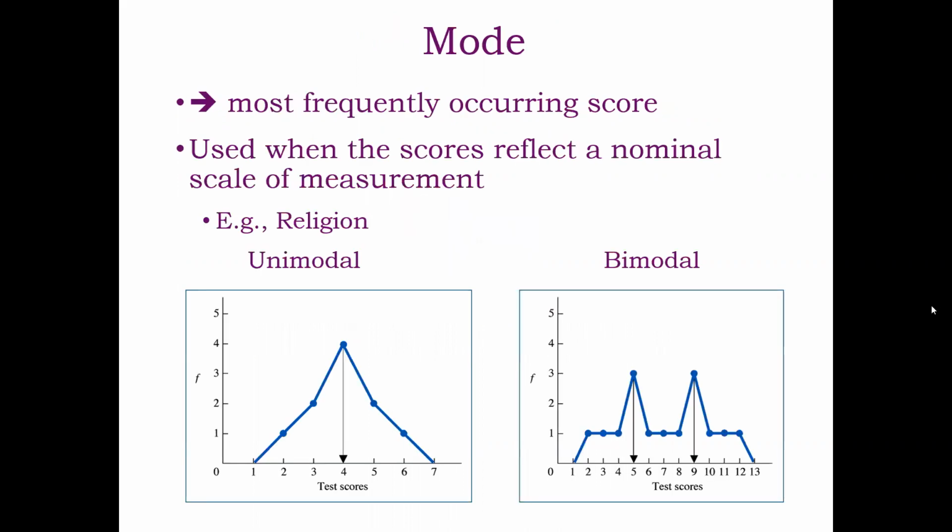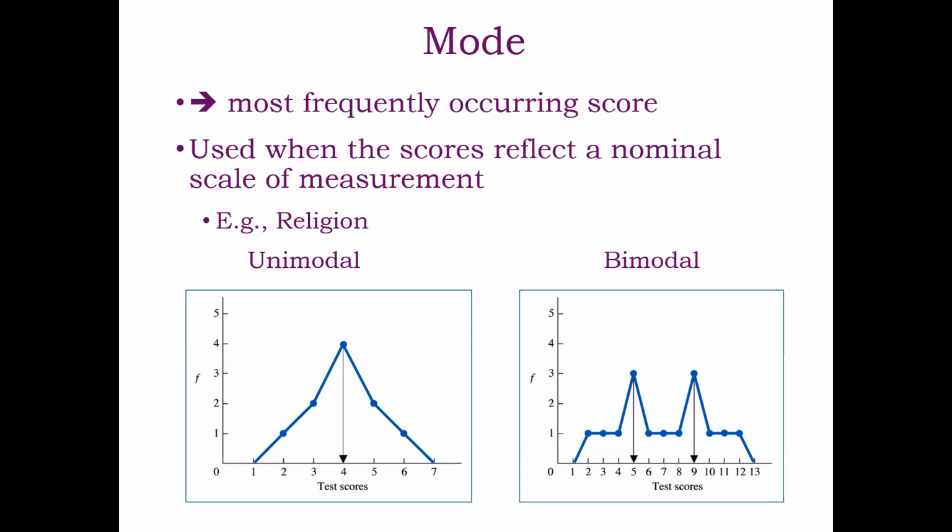The mode is just the most frequently occurring score. This we use with nominal scales of measurement. For example, religion. We have a sample of BC college students, and we've asked them what religion they identify with, if any. And we want to know, what's the most common religious belief or religious preference in this population? So we just count them up, right?